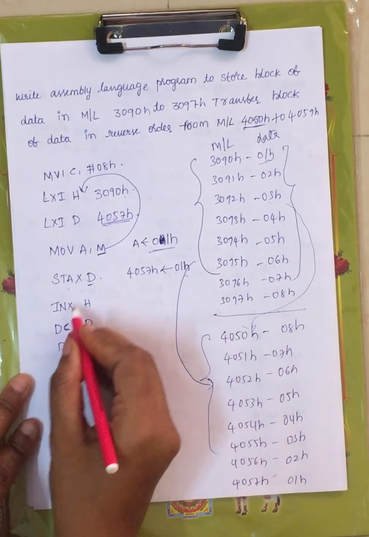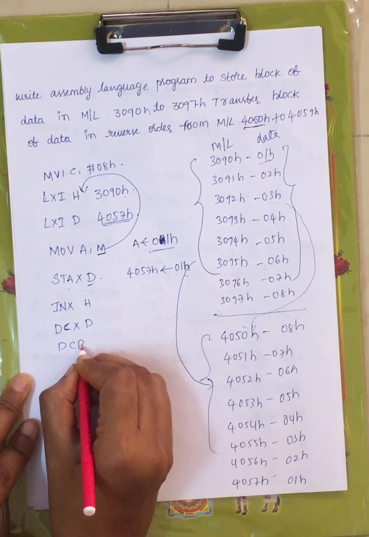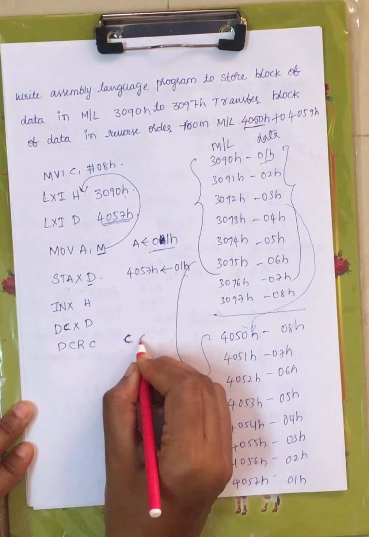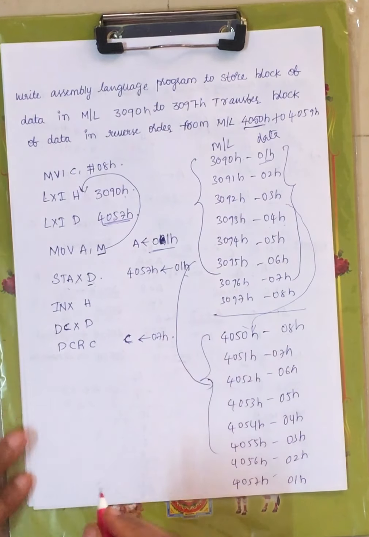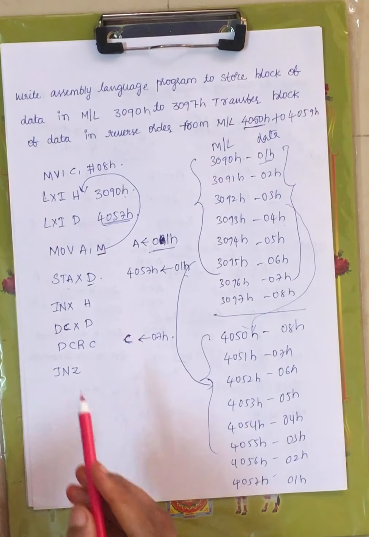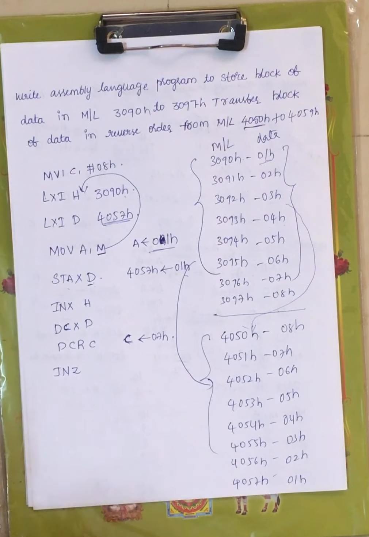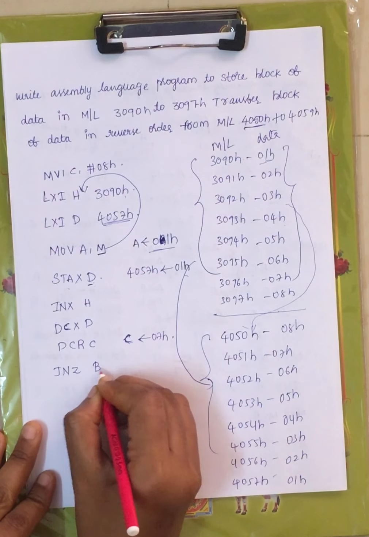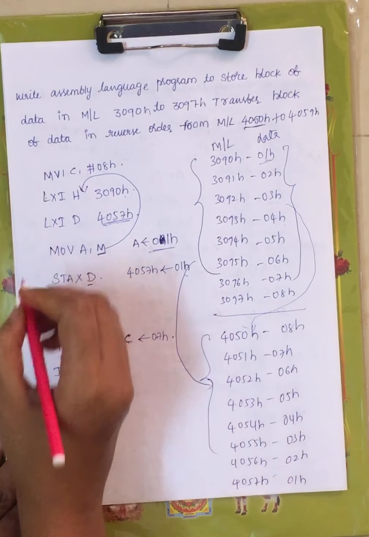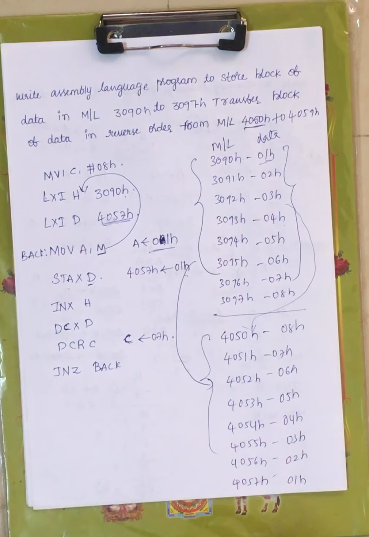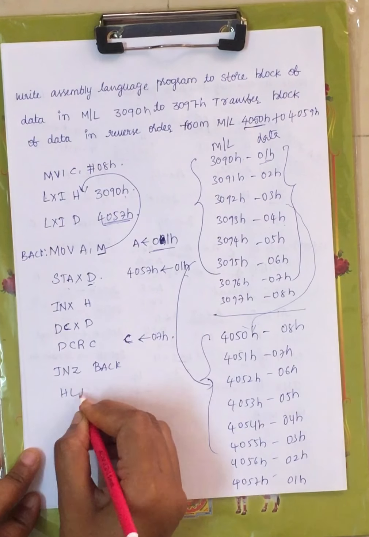Next, one operation is done till here. Now we have to decrement C. Initially it has 8. Now the C value will be 07H. Now JNZ. This procedure has to be followed till the value of C is 0. Jump if the result is not 0 to some label back. Now where will you get back? Here, to move A comma M, right?